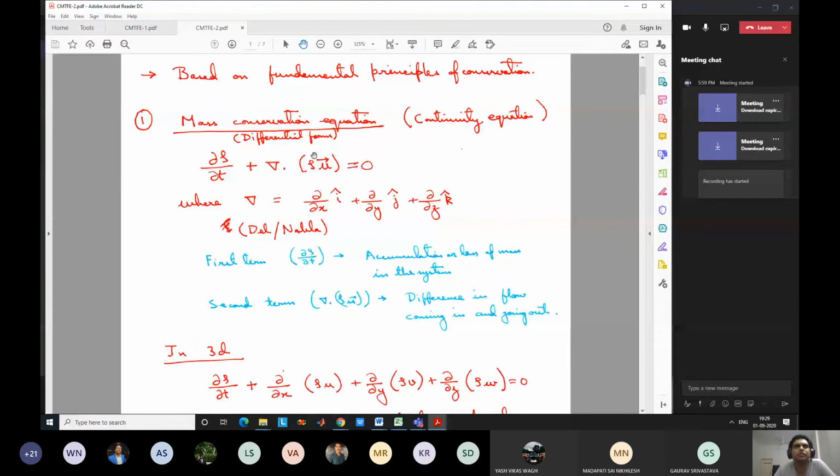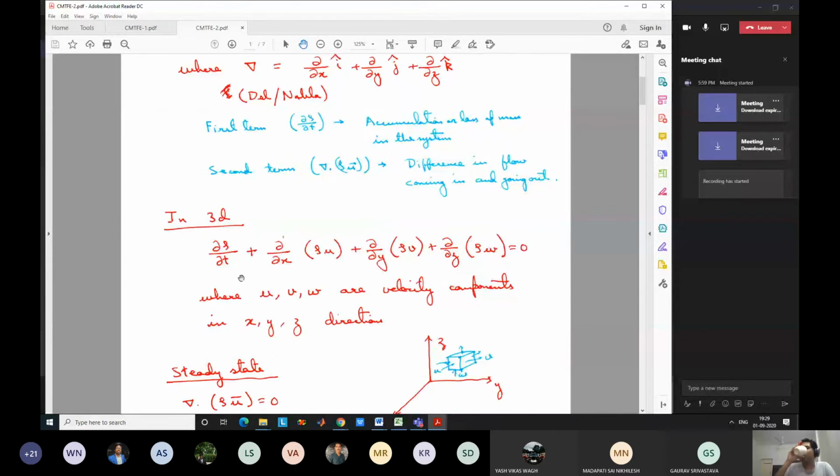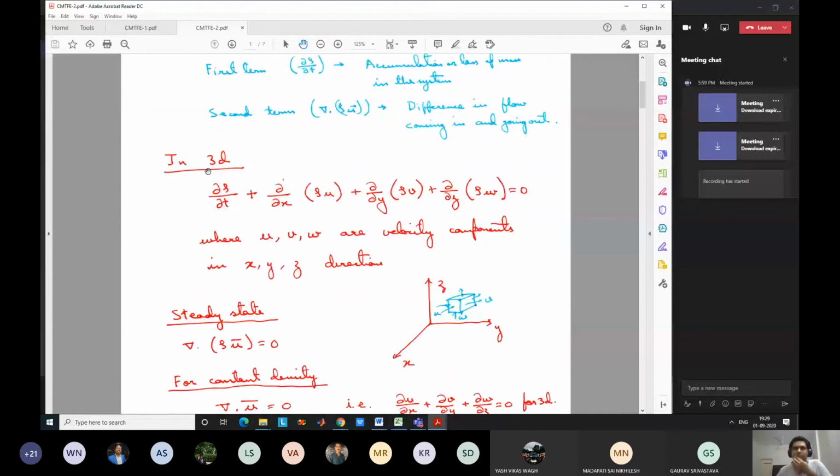Let us try to look at some simplified form of this equation. Any questions? Feel free to ask any question. Okay, don't think that the question is too simple or anything related to this. You should ask.